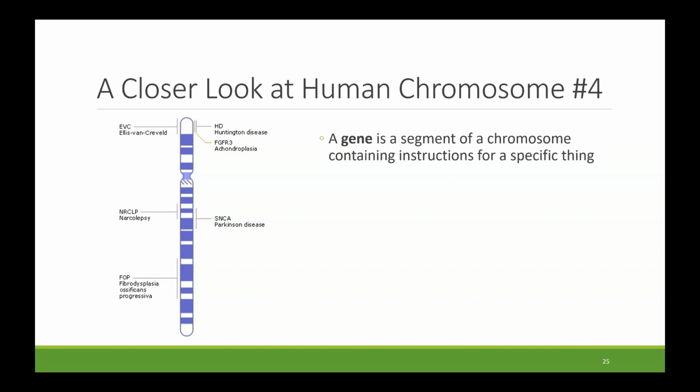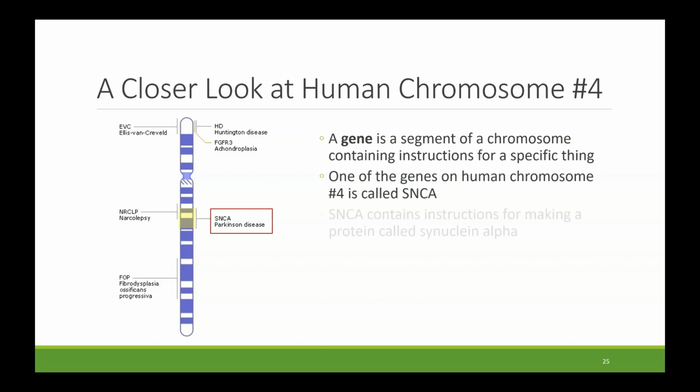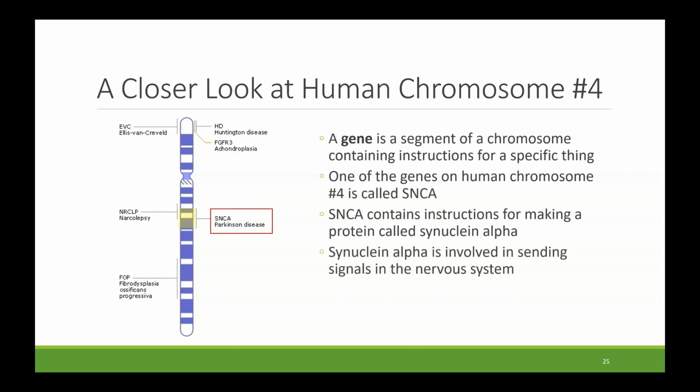You can see labels for things like Ellis-van Creveld syndrome, which we'll talk about later in our evolution chapter. We see labels for Huntington disease, narcolepsy, and then there's this gene sort of in the middle that I've just highlighted called SNCA. The SNCA gene contains instructions for making a protein called synuclein alpha. Synuclein alpha is an important protein that is involved in sending signals through the nervous system. Therefore, mutations in the SNCA gene can cause Parkinson's disease.